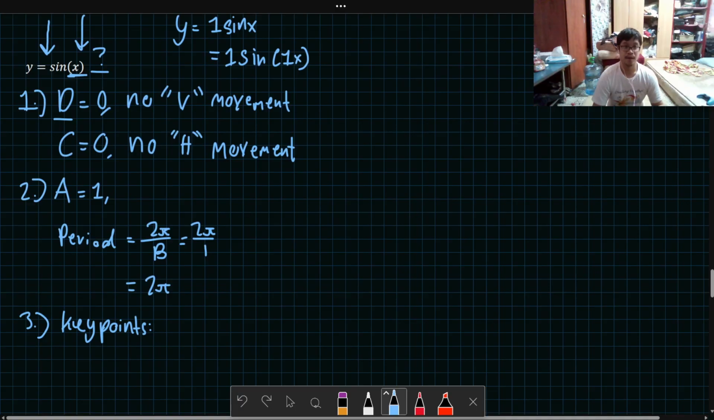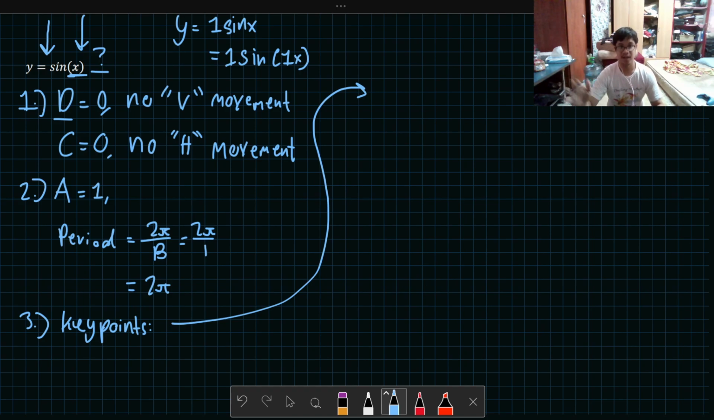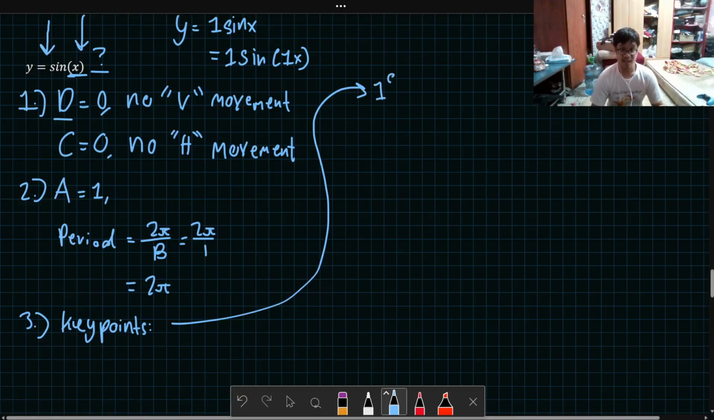Let me just put it here. Let's put an arrow here. Don't worry, I'm going to erase the solution on the right side after we find all the key points. So let's find the first key point. The first key point is based on the input.